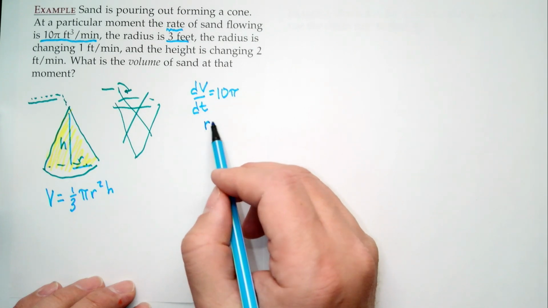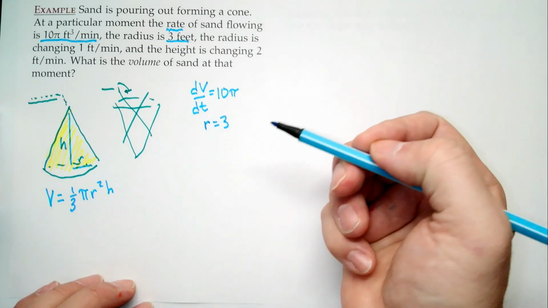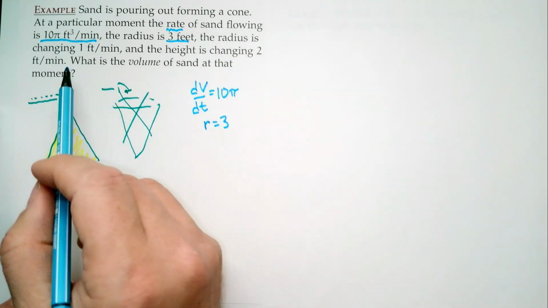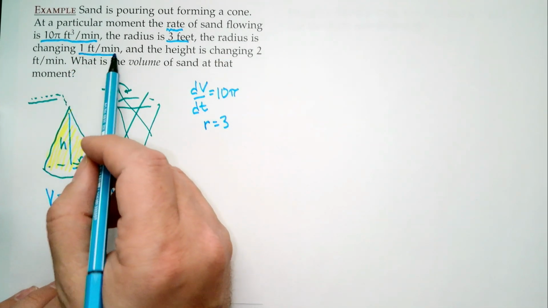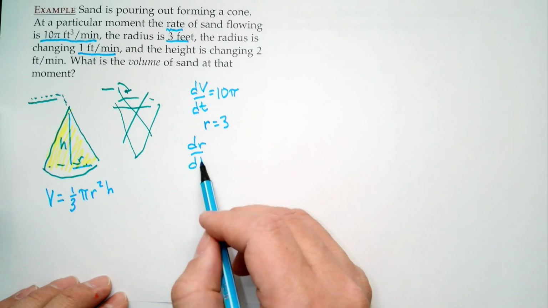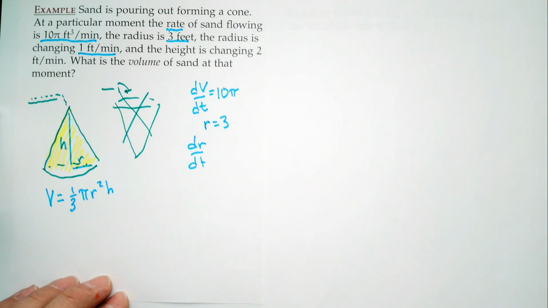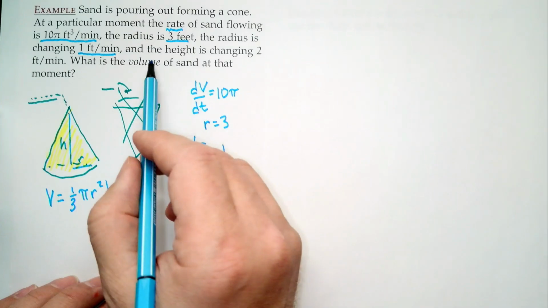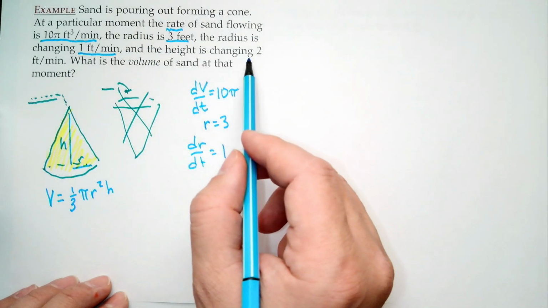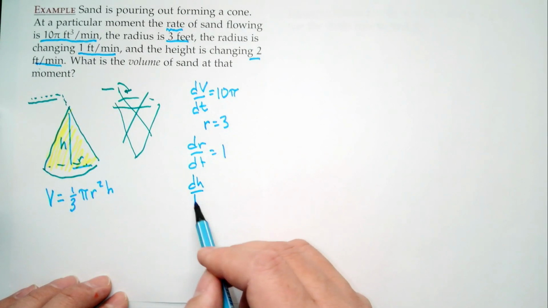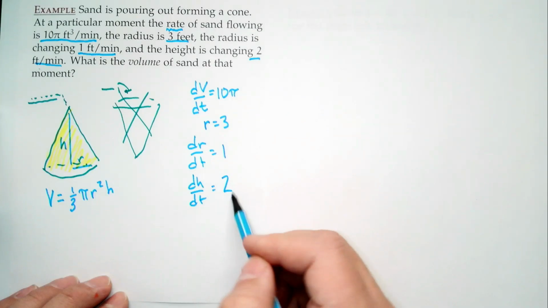Well, radius equals 3, because our variables are r and h. The radius is changing 1 foot per minute. What is that? It's dr/dt. When we're talking about change, that's another word for derivative. So dr/dt equals 1. The height is changing 2 feet per minute. What is that? dh/dt. That equals 2.